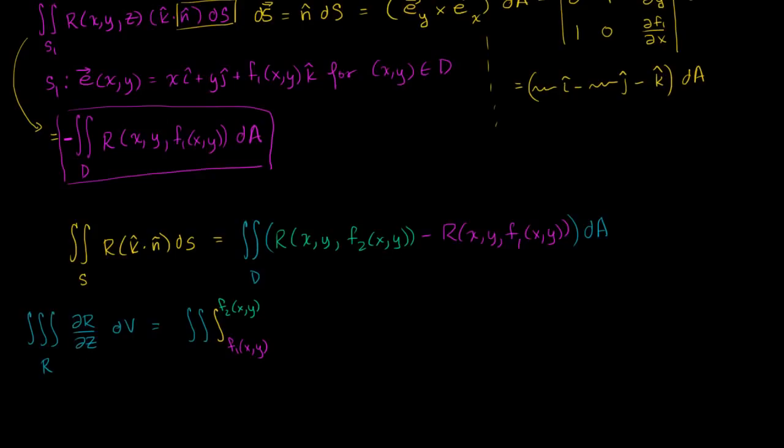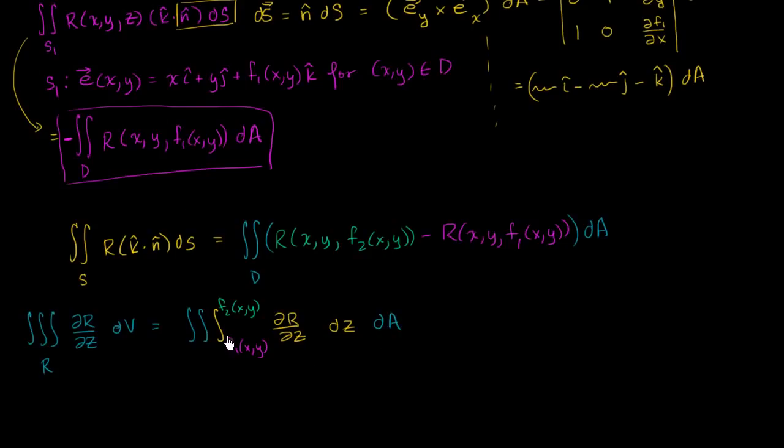And I'm going to integrate the partial of r with respect to z. So let me do that in that same yellow color. Partial of r with respect to z. And then I have dz. And then I'll have to integrate with respect to y and x, or with respect to x and y. So it's dx dy or dy dx. I can just write that as dA.